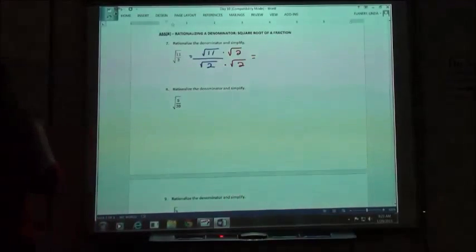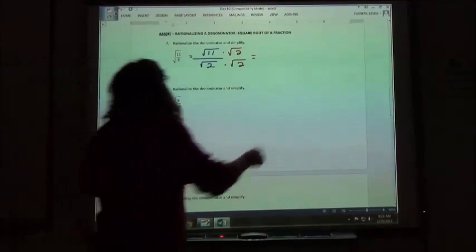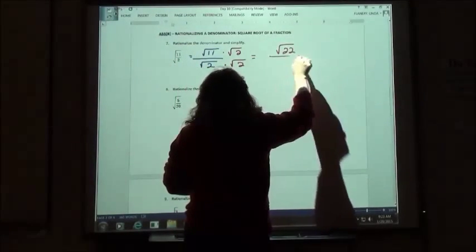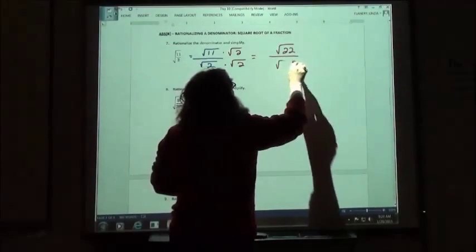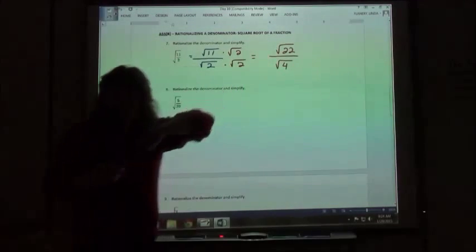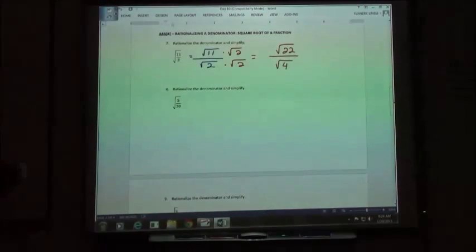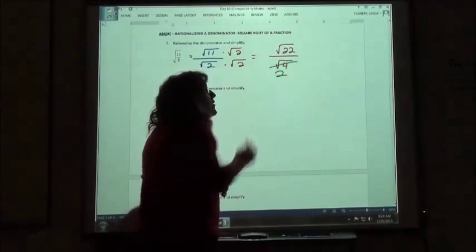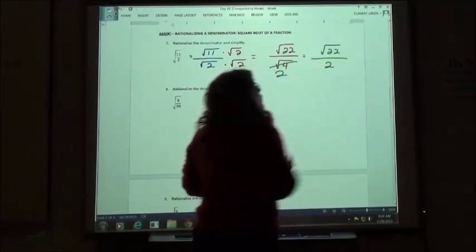Now on these ones, since the top is already underneath the square root, now I can multiply. Square root of 11 times the square root of 2 would be square root of 22. And on the bottom, square root of 2 times the square root of 2, square root of 4. Now the top one with 22, I can't simplify it because it doesn't have any factors that are perfect squares. But the bottom, square root of 4 is 2. It's just a nice whole number 2. It's not under the square root anymore. So we get the square root of 22 over 2.